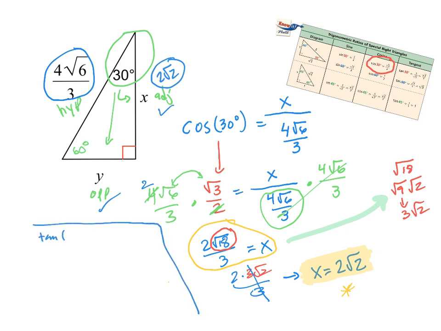Tangent of 30 degrees equals opposite, which is y, over adjacent, which is 2 square root of 2. We go to the chart to find tangent of 30 degrees, which is right here. And that is square root of 3 over 3. So we convert this to square root of 3 over 3. And that's y over 2 square root of 2. We solve just like we did all the other problems. We're going to multiply both sides by 2 square root of 2.